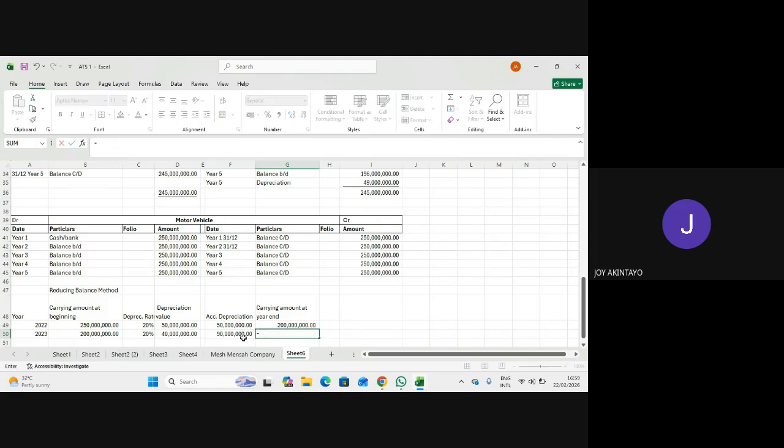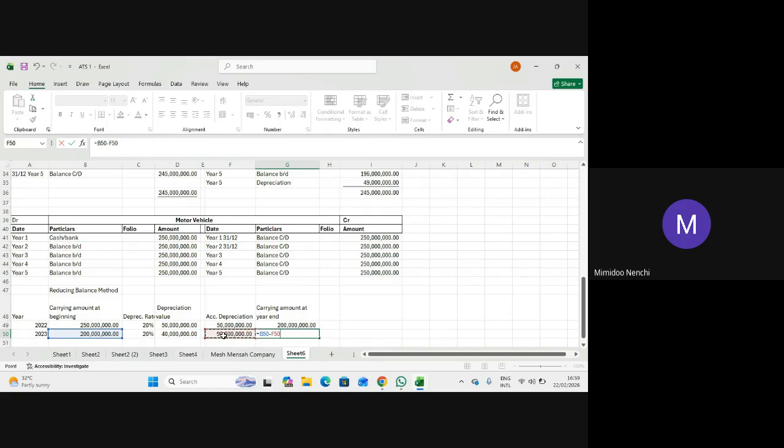Which is this minus this. So what do we have? 160. What is our value? 160.